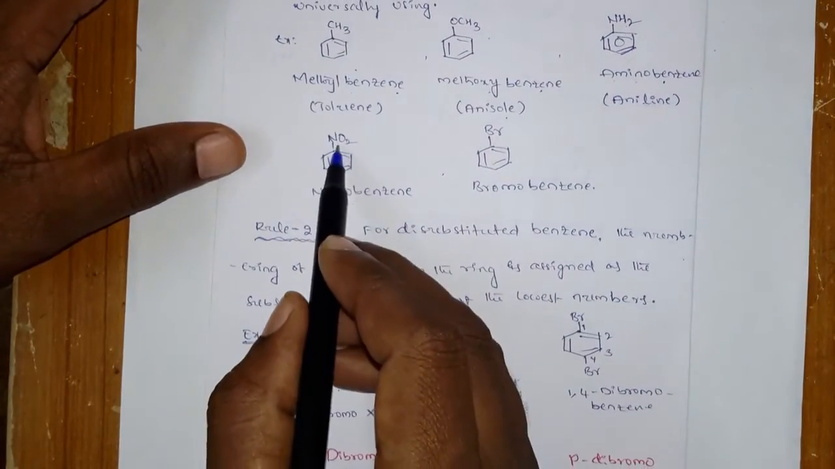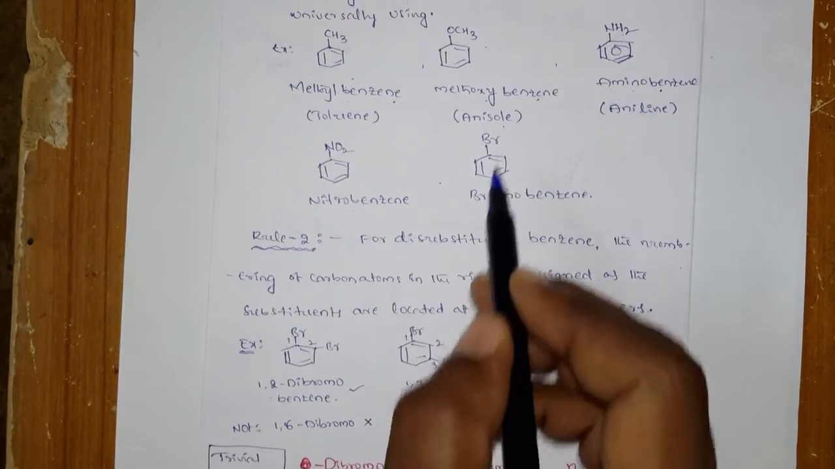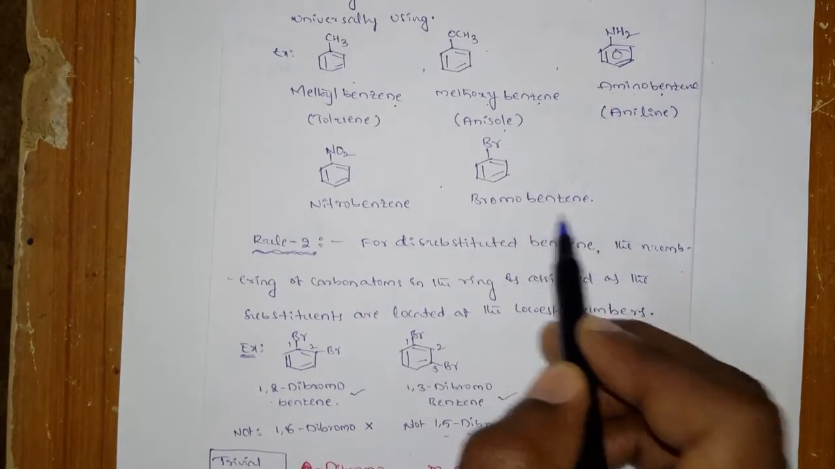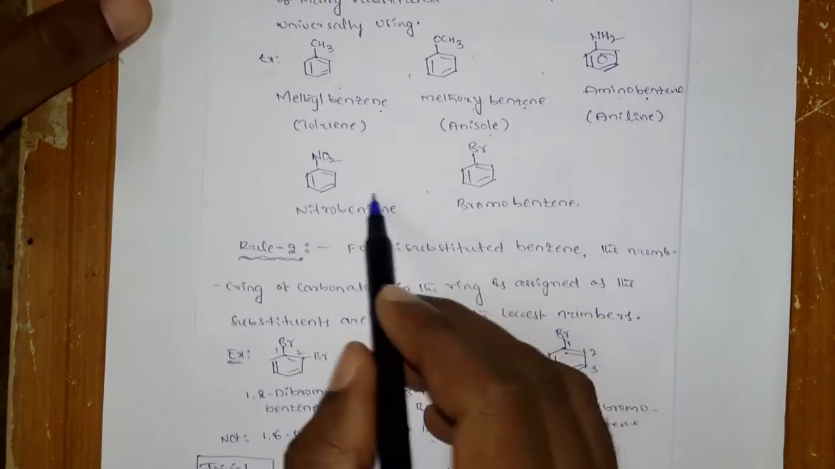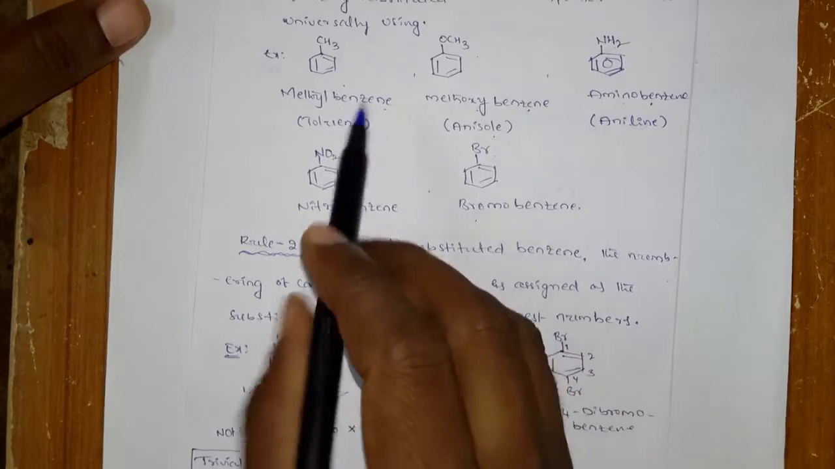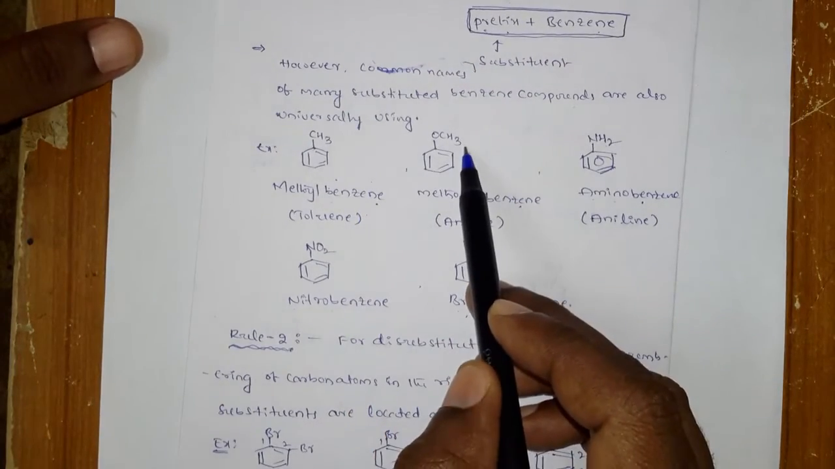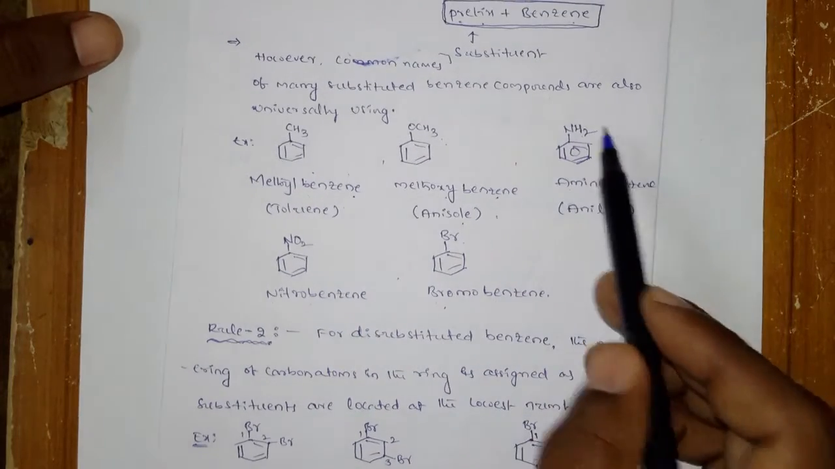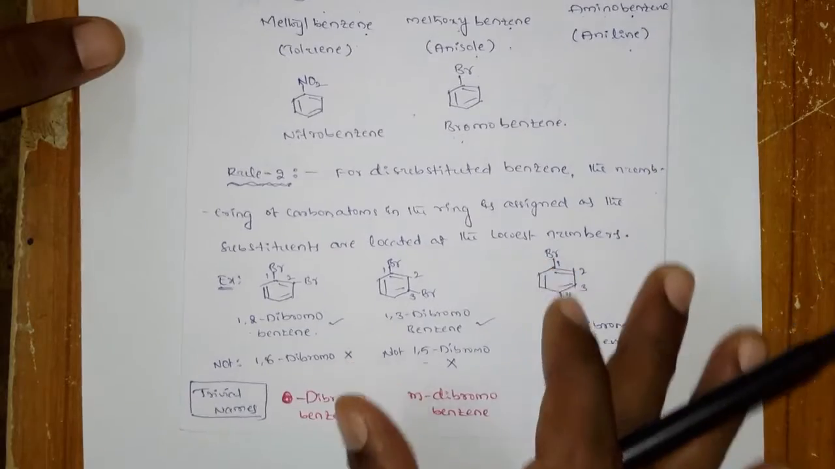Here again NO2 group is present, so that you call nitrobenzene. Here bromine is present, so that it is bromobenzene. Okay, and for this there is no common name. For methylbenzene there is a common name, toluene. For methoxybenzene it is anisole. For aminobenzene it is aniline. The common names are okay.